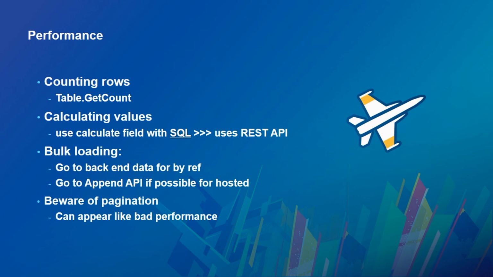For hosted data, we would suggest considering the append and calculate APIs for some of these more bulk type operations where you're calculating a lot of values for a field, or appending data to a hosted service. The backend REST APIs there will work a little bit faster than what we currently have in Pro. Like I said, we're working on that to make that just as fast in Pro, but currently right now, we'd suggest going to those backend APIs.